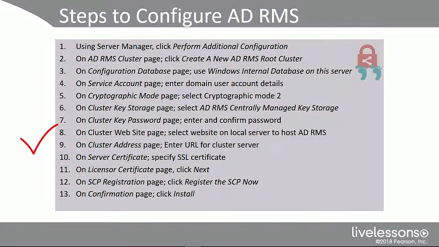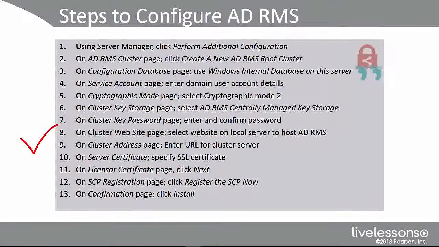And on the cluster website page, you can select a website on the local server that's going to host ADRMS. That's most likely going to be your default website, which is the default that's displayed. On step 9, on the cluster address page, you're going to enter the URL for the cluster server. This is something that can't change after you've configured the ADRMS server. So be careful when you enter this FQDN.